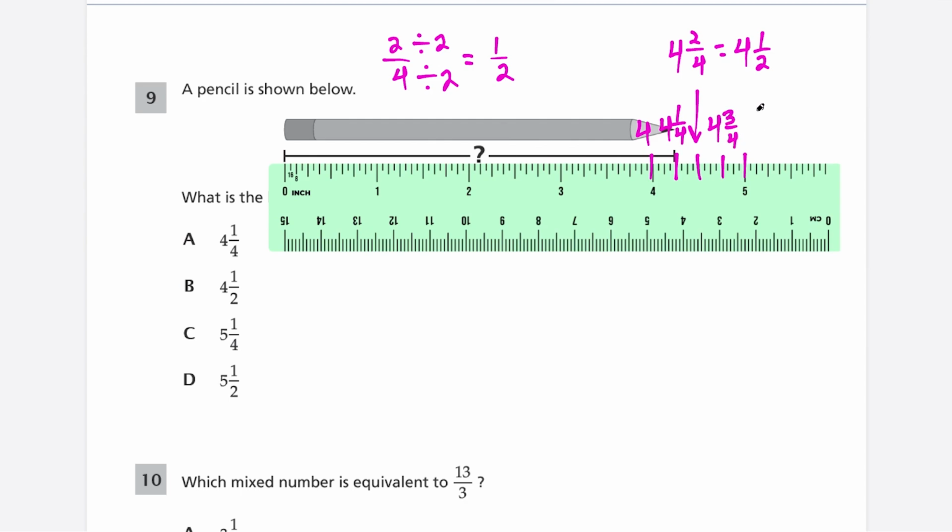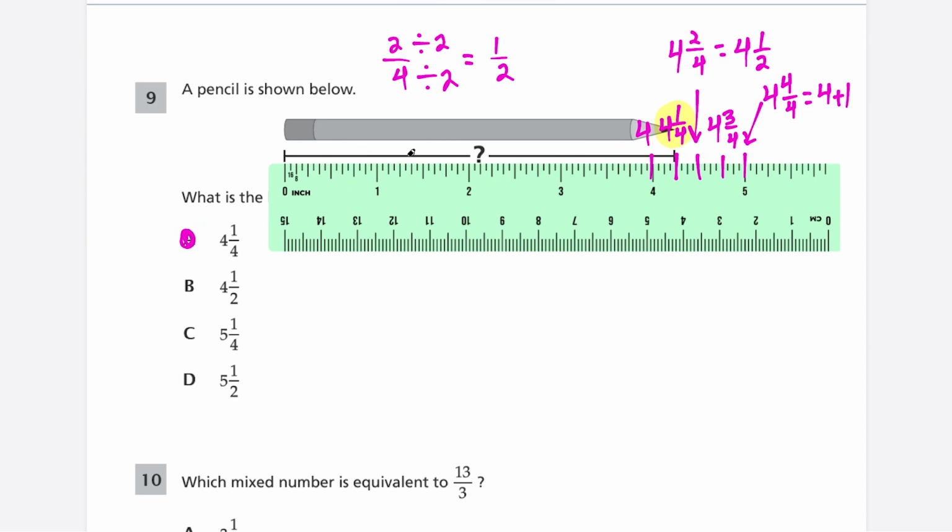And then if I write 4 4/4, this is basically saying 4 plus 1 whole. And that's where we're going to get 5 from. Okay, but remember, the pencil stopped at this location here, at 4 1/4. So that's why we're going to go with choice A.